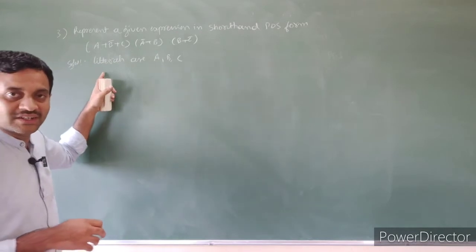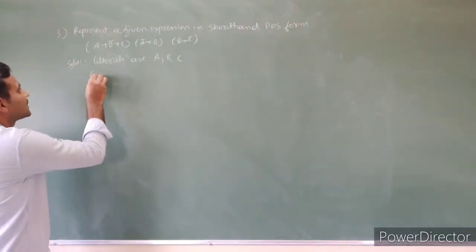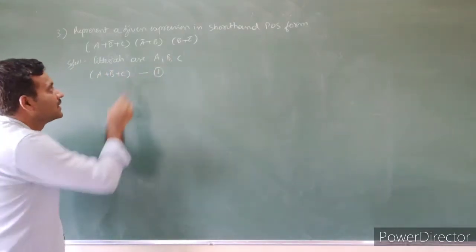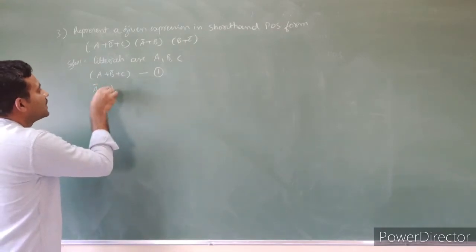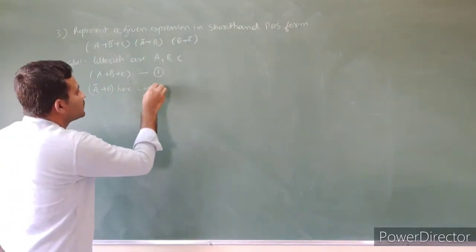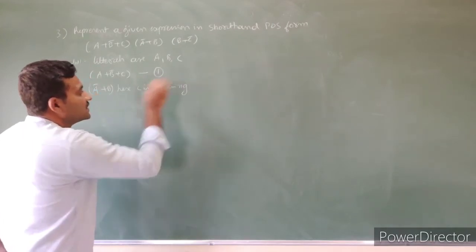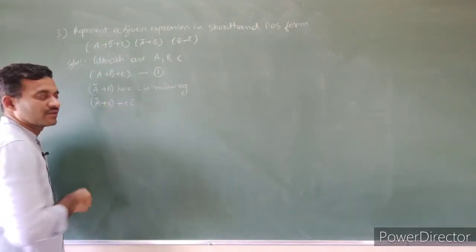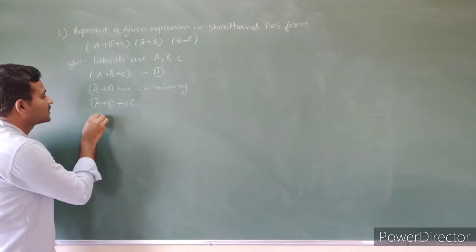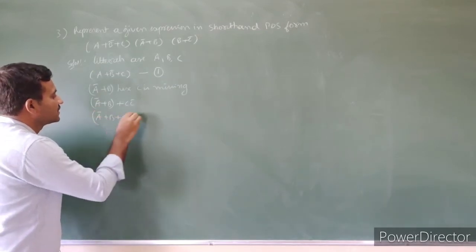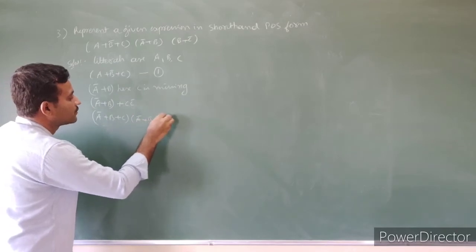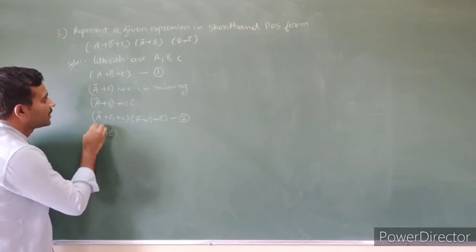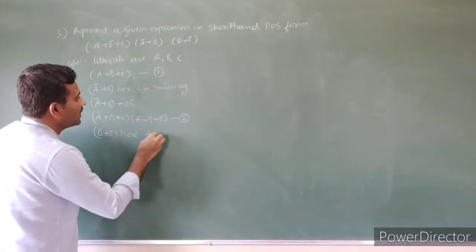See here, first identify the literals. Literals are A, B, C. The first expression A plus B bar plus C has all the literals. Call it 1. Consider the second one, A bar plus B. Here C is missing. How to standardize? A bar plus B, then plus C bar. Apply the distributive law, then it becomes A bar plus B plus C, A bar plus B plus C bar. Call it expression 2. Then the next one is B plus C bar. Here A is missing.